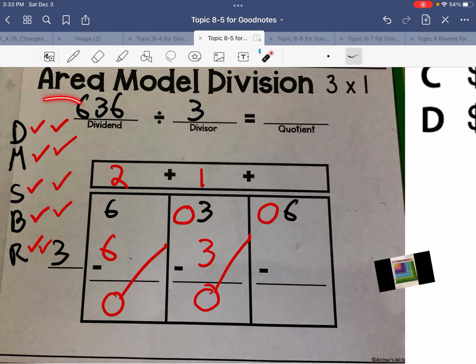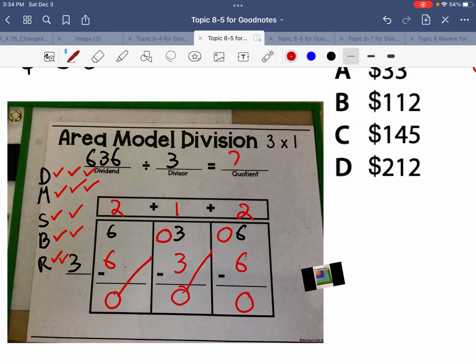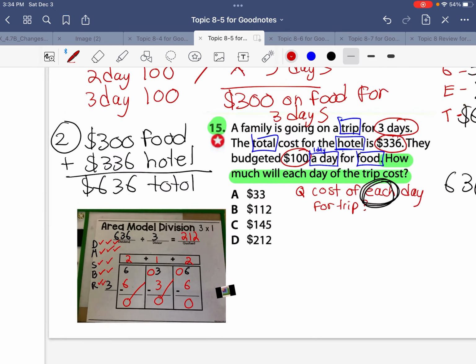So I go all the way back to divide again. So 3 can go into 6. I have the same thing right here. So I put 2. So 3 can go into 6 2 times. I multiply. 3 times 2 is 6. And I subtract. 6 minus 6 is 0. So my answer is 212 with the remainder of 0.